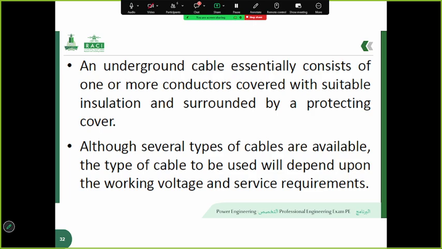The choice of cable depends heavily on two key factors: the working voltage, whether it's low, medium, or high voltage, and specific service requirements, which might include the amount of current it needs to carry, the environmental conditions it will face, and the expected lifespan. Therefore, the design of a cable is a practical engineering decision tailored to its specific operational demands.